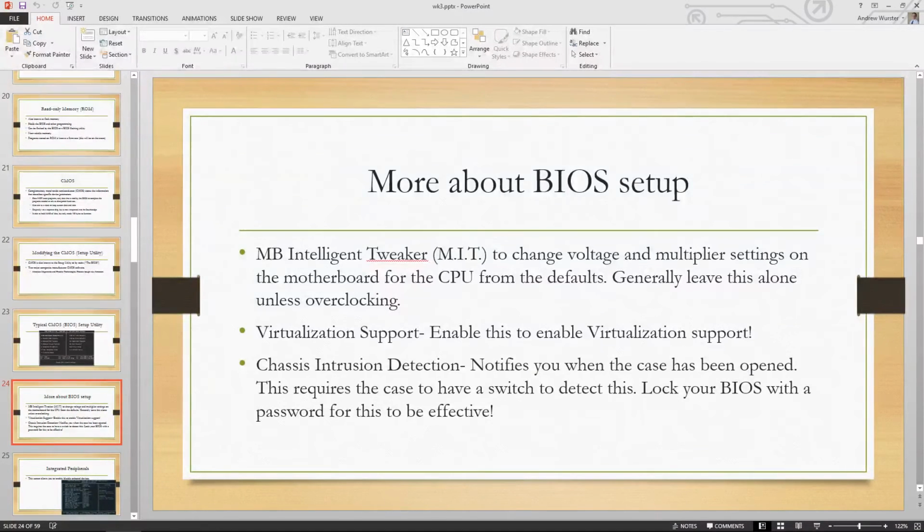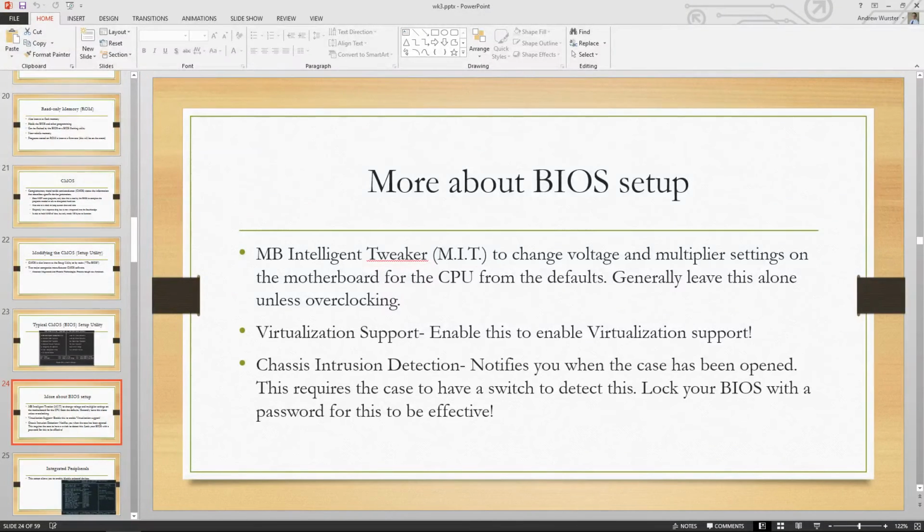The motherboard intelligent tweaker, also known as MIT, you won't always see it referred to as this. You'll just see it as like performance adjuster or something like that. It depends by manufacturer. But you can change the voltage and settings of the motherboard and CPU from the defaults. I would highly recommend leaving this alone unless you really have to know what you're doing. Otherwise, you can really screw things up by going in there.